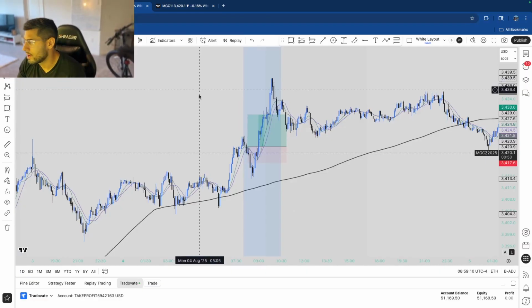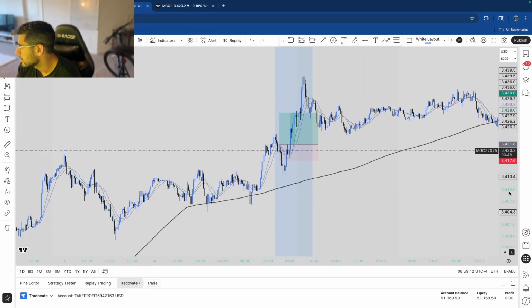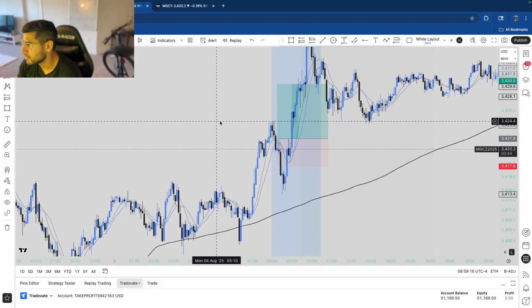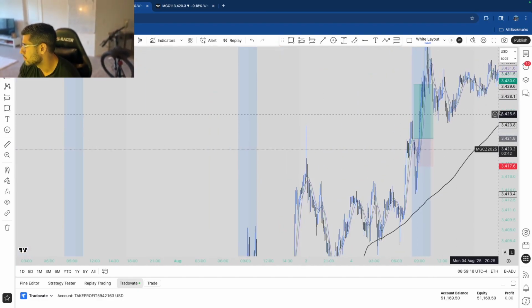So the trade I took right here on the 5 minute chart basically got a 1 to 2. It was buys on gold yesterday around New York Open. So my bias for the day was bullish.